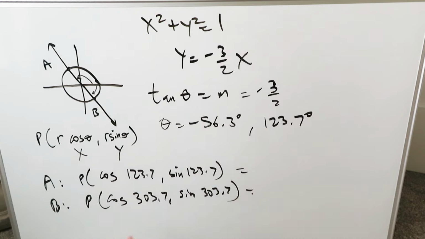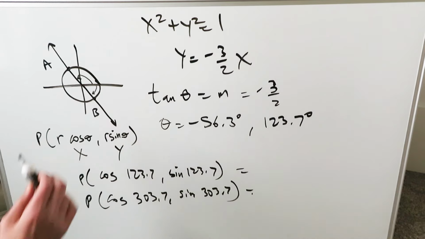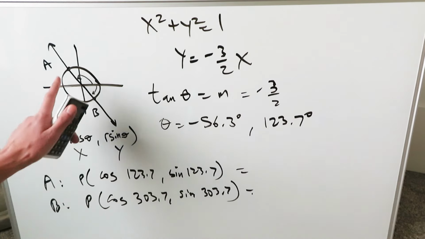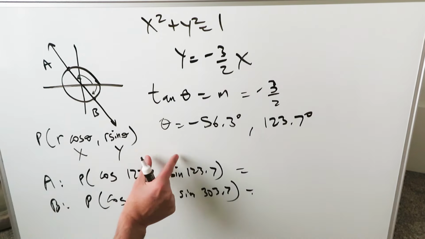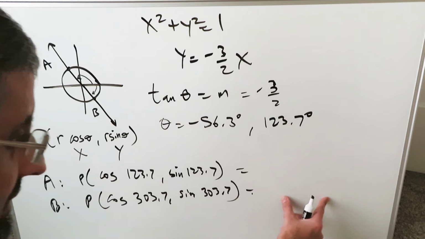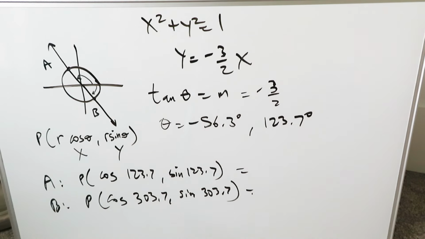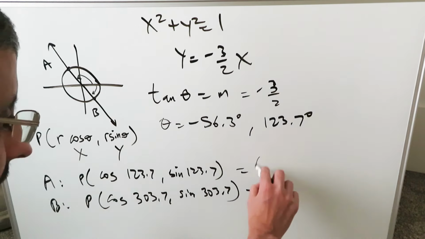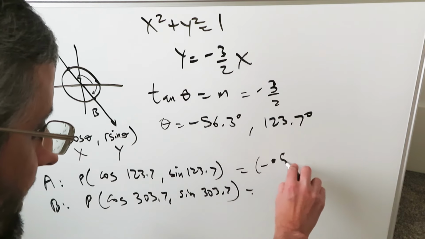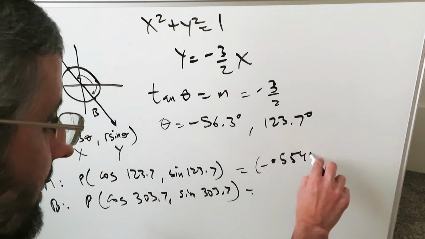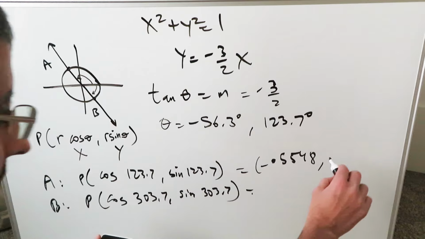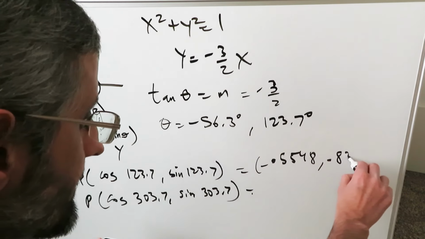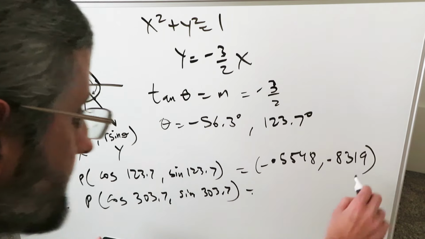You can compute these. You know this linear line is an odd function in terms of symmetry around the origin. Whatever you compute over here will be the exact numerical values here. You just have to change the signs. Cosine of 123.7, here I'm getting a minus 0.5548. And then sine, I'm getting 0.8319. That's what I have.